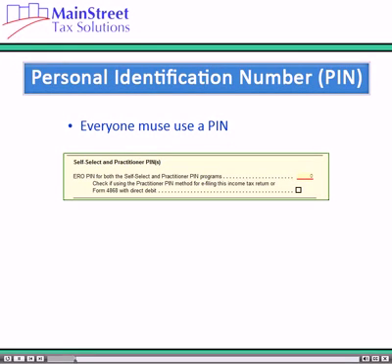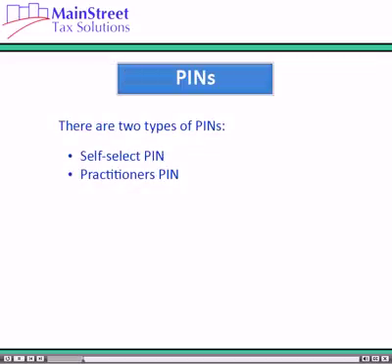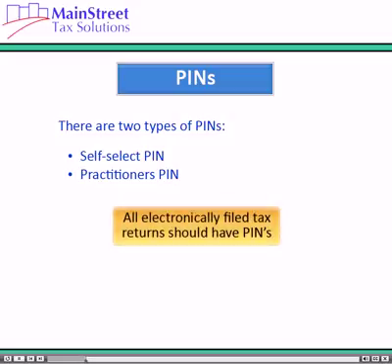Tax practitioners can e-file individual tax returns only if the returns are signed electronically. Taxpayers must sign their individual income tax returns using a personal identification number, also called the PIN. There are two types of PINs, self-select PIN and practitioner PIN. All electronically filed tax returns should have PINs.